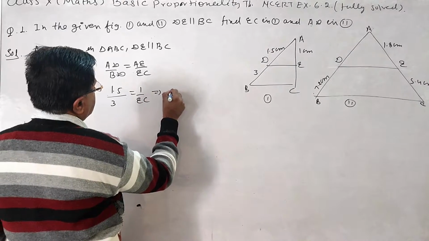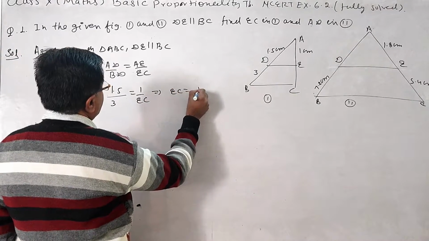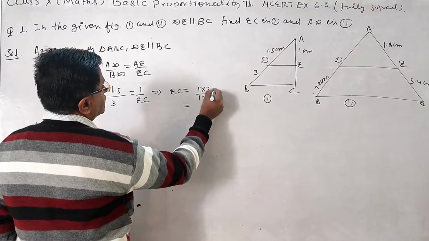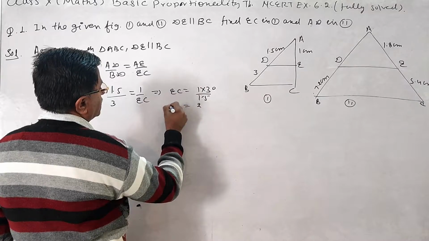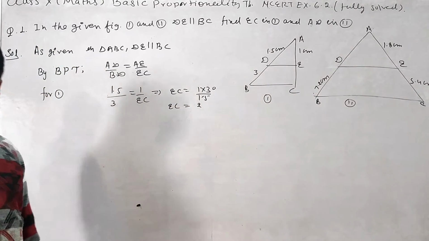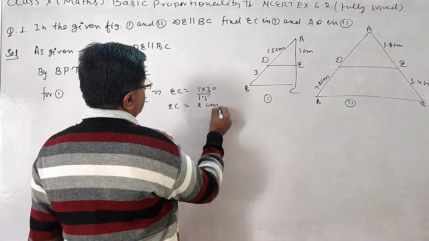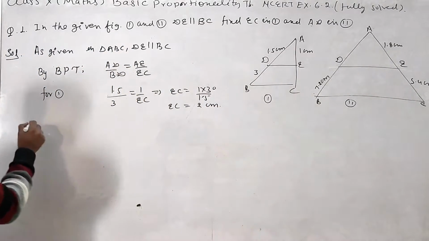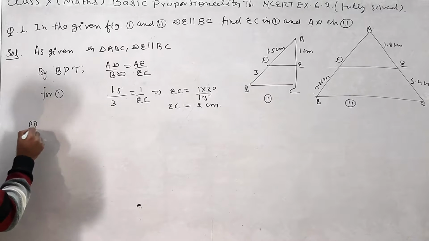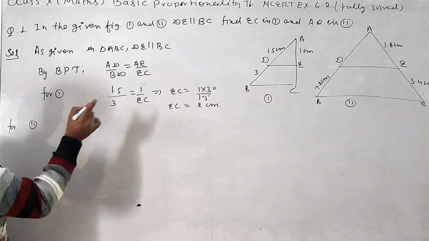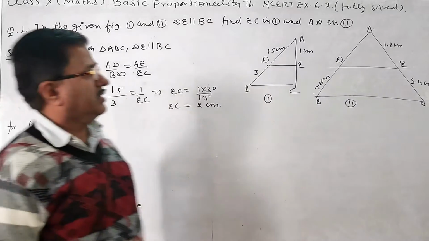So cross multiply, EC equals 1 into 3 by 1.5. So this is 30 by 15, so we get EC equal to 2 centimeters. So this is the answer, very simple. Similarly, you consider the second. For the second, you can see here this same result is also there.